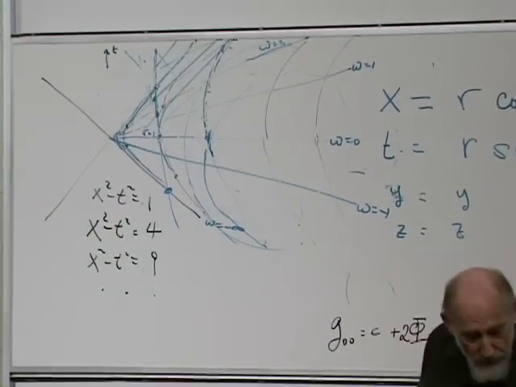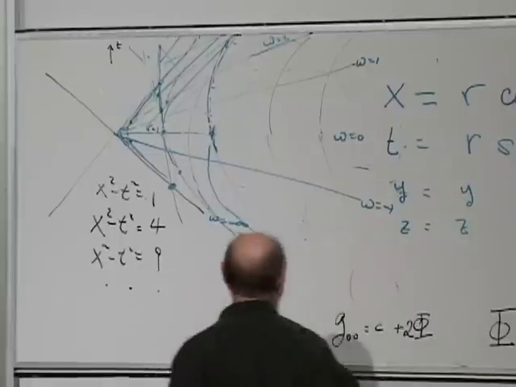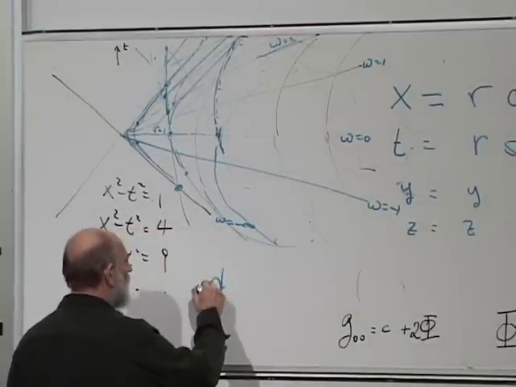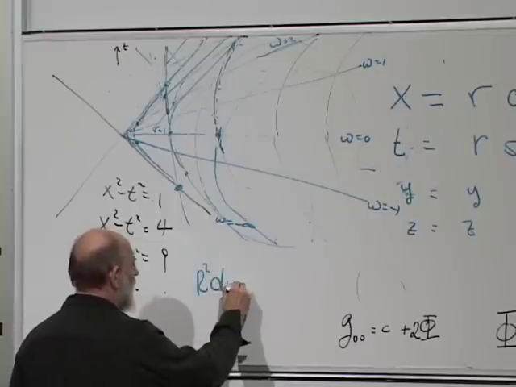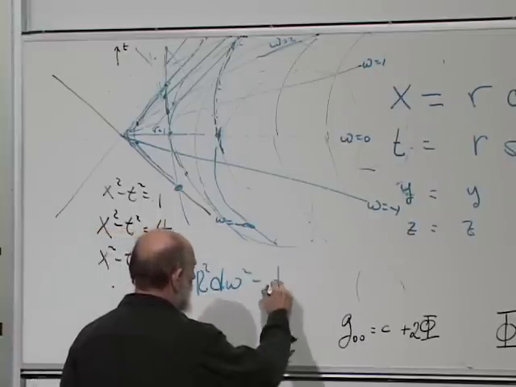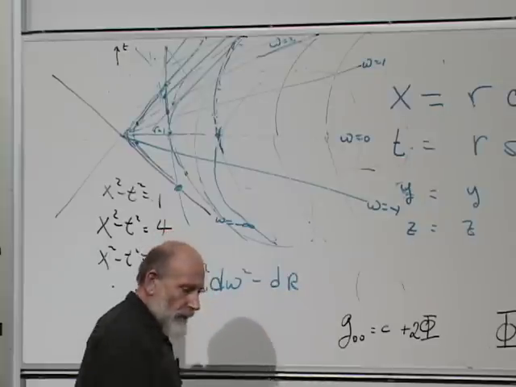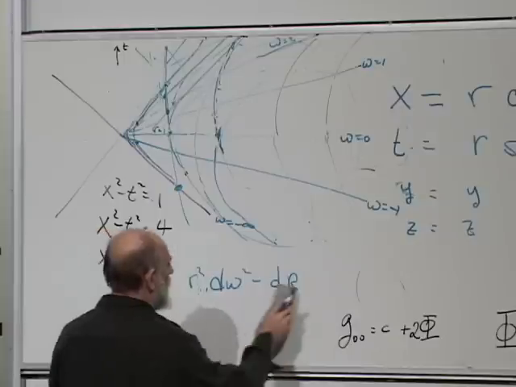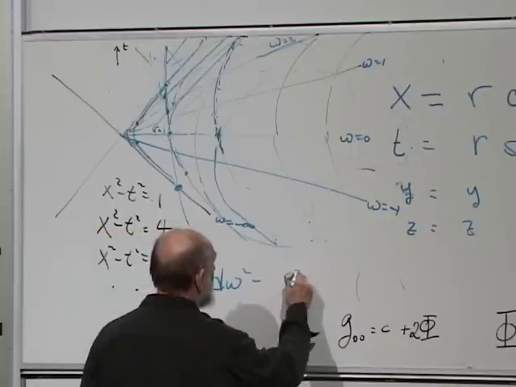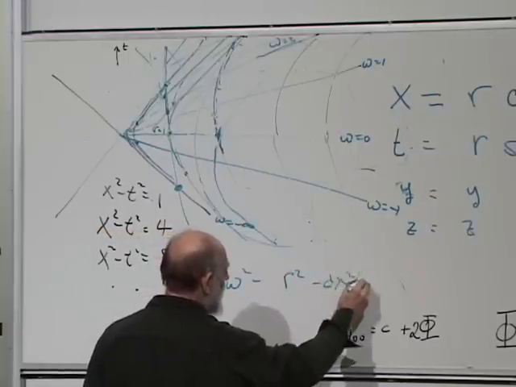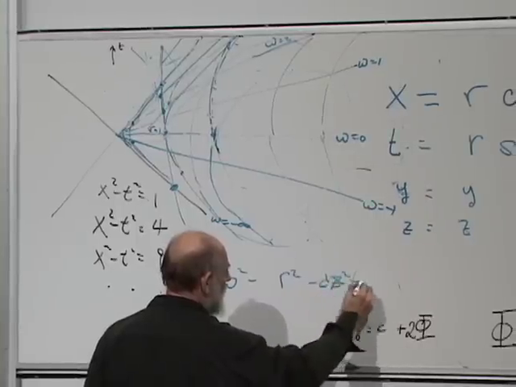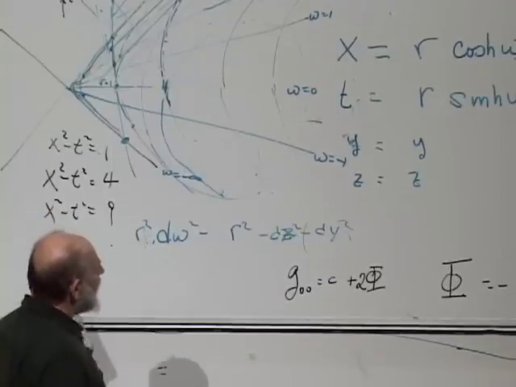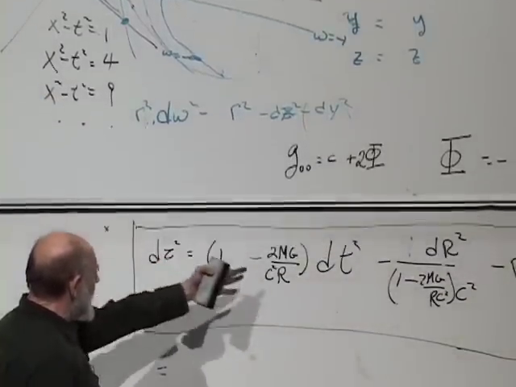Let me just write it down for you again. R squared d omega squared, minus dr squared. Well, it's a different r. R squared d omega squared, minus dr squared. That was minus dx squared, minus dy squared, minus dz squared. All right. Looks very, very different. Doesn't look anything like it.